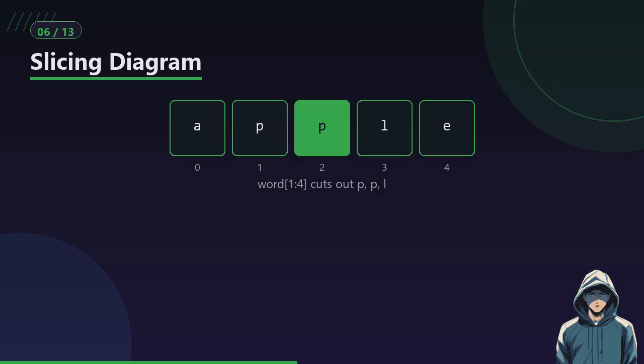Picture the cut happening right after position 0 and right before position 4. Everything in between, positions 1, 2, and 3, gets included in your slice. The letter at position 4 is excluded, which is why the result is PPL, not PPLE.